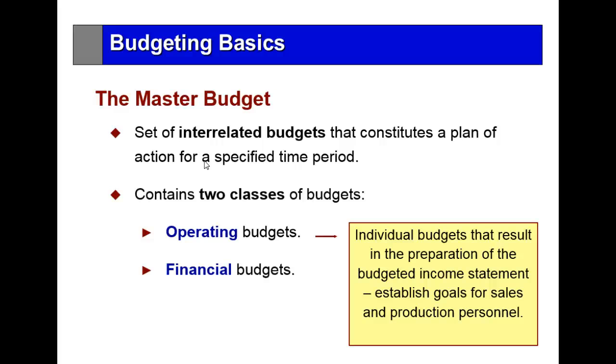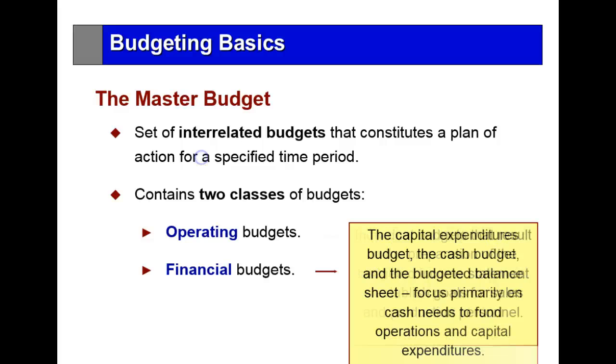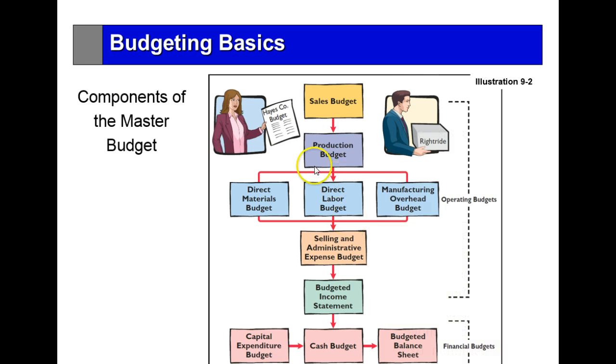But along with those operating budgets, we need to get resources, don't we? To do that operating budget, we need to come up with resources. So operating budgets and financial budgets are going to work hand in hand with one another. So financial budgets involve the monies, capital expenditures, cash budgets, and basically cash we need to have on hand to meet those operating needs. Budgeting basics.